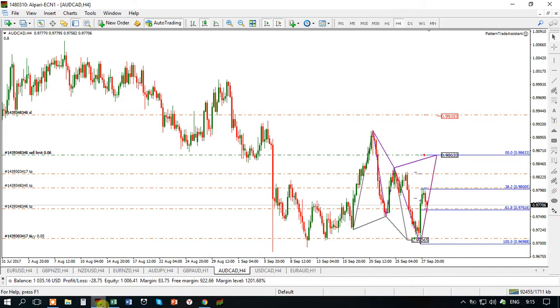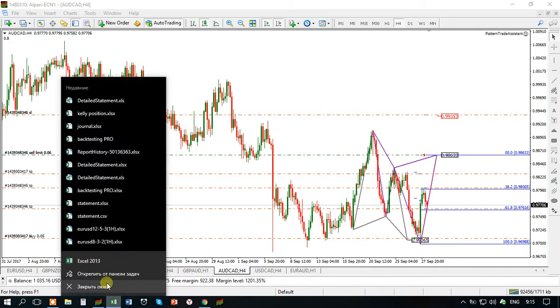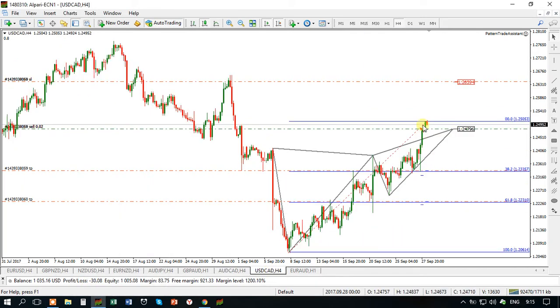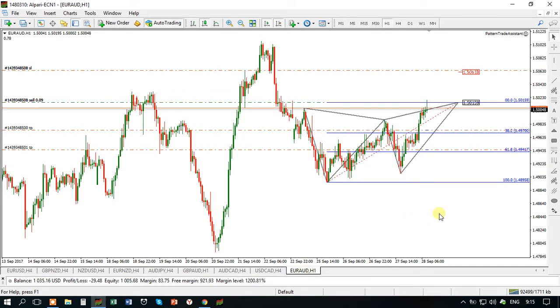Let's go next. Let me close this. I don't need it. Dollar Canadian just triggered the pattern. I did restretch the fibs. Okay, the adjustment is done. So now we have a potential butterfly. The entry, stop loss, take profit 1, take profit 2. If you have this on your radar as well, you are welcome to join.